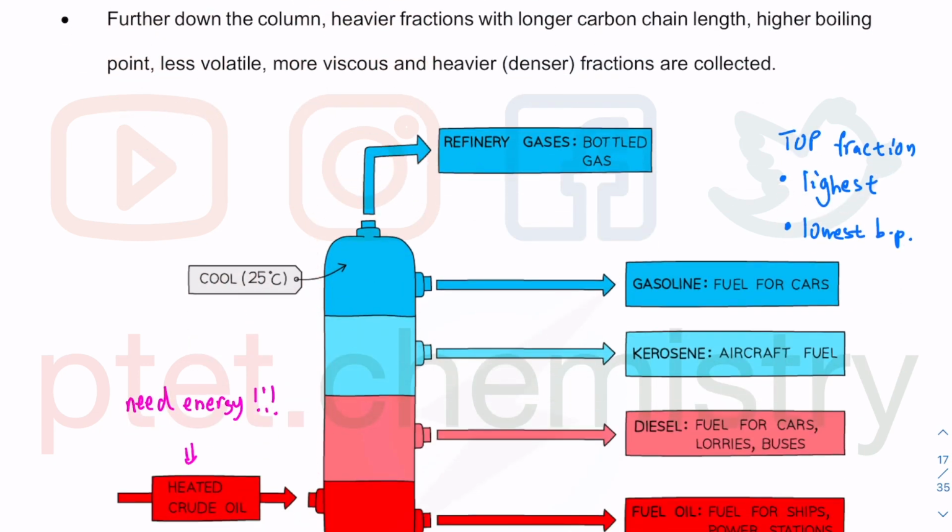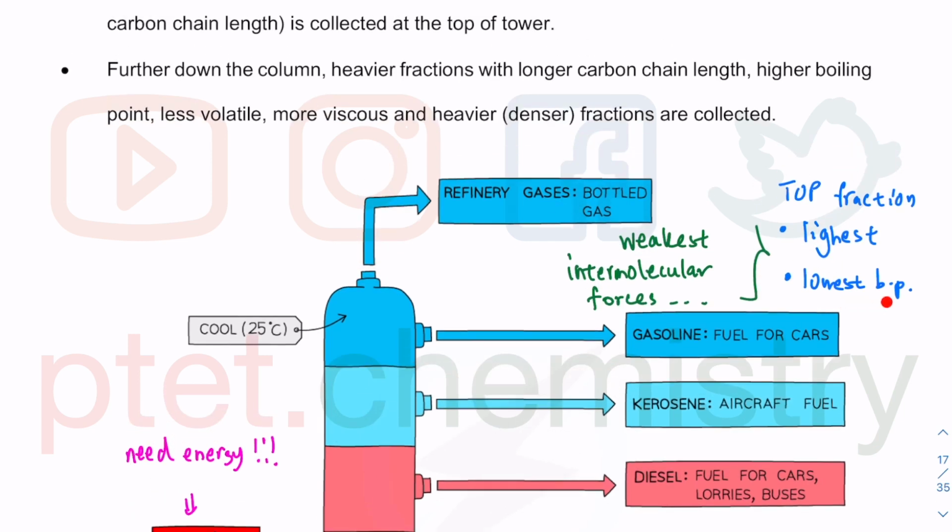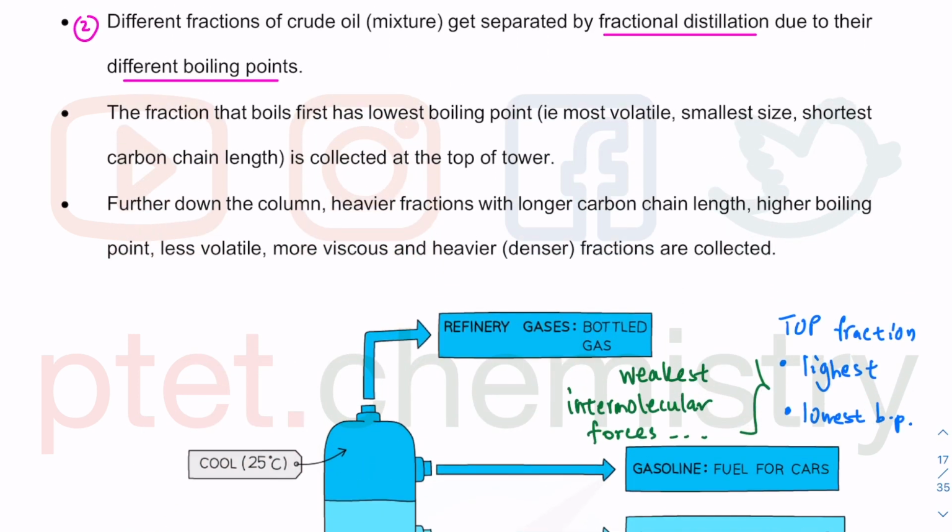Since you are the lightest, you have the weakest intermolecular forces. Therefore, you require the least amount of energy in order to separate the molecules apart, and therefore your lowest boiling point. You're also the lightest, typically the shortest carbon chain, the small size hydrocarbons, the most volatile meaning the lowest boiling point, easiest to boil. This all comes down to languages, so make sure you know how to play around with the languages a little bit. And what we collect at the top of the tower: easiest to boil, most volatile, smaller size, shortest chain hydrocarbon, it boil first.